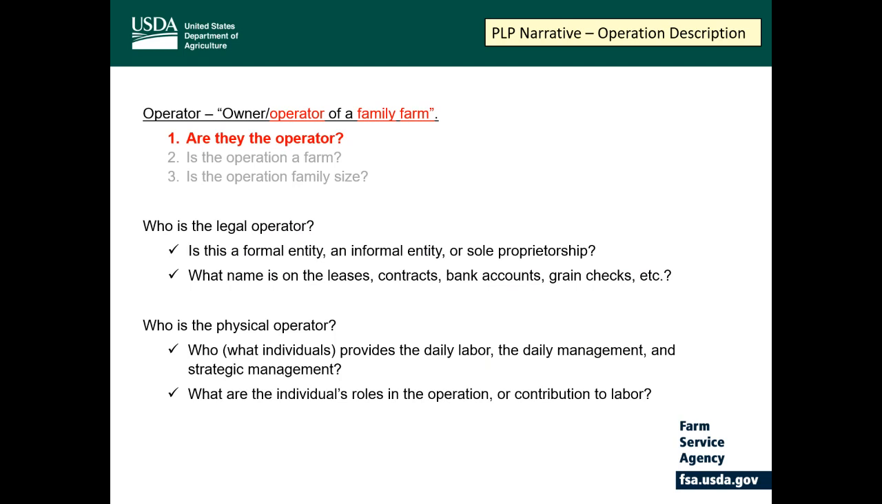The other way that we definitely need information on is who physically operates the farm. What individuals provide the daily labor, management, and also the longer term strategic management? And if it's an entity, describe the owners' roles in the operation. What contribution do they have for labor? Make sure you include that.